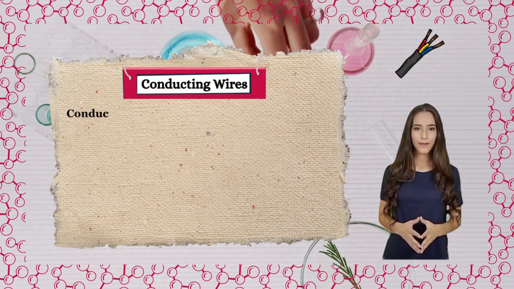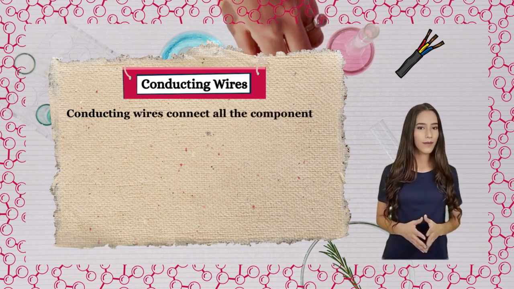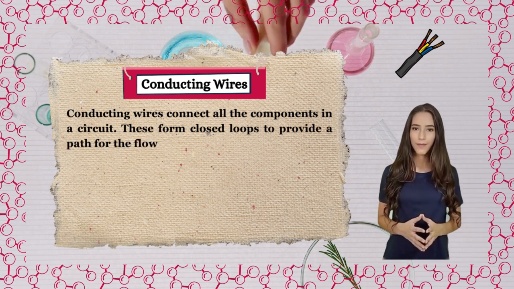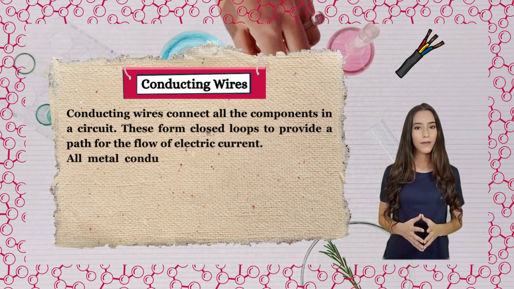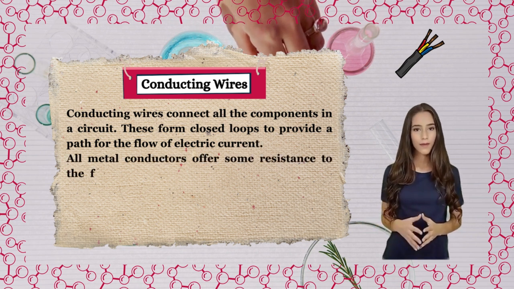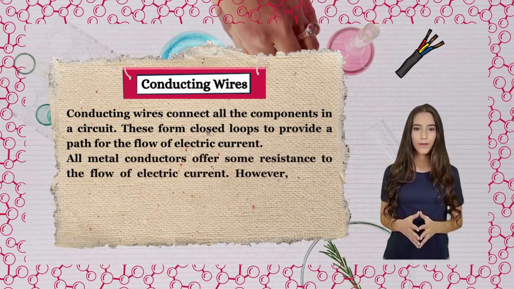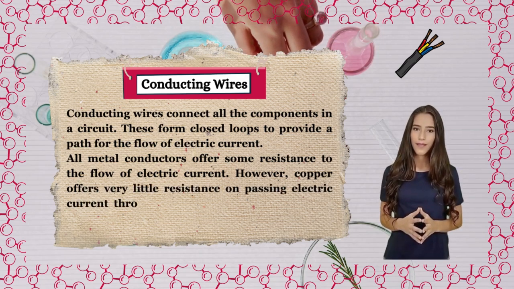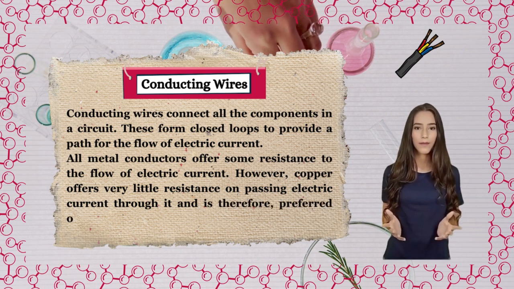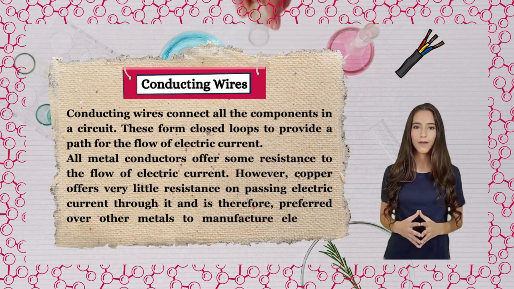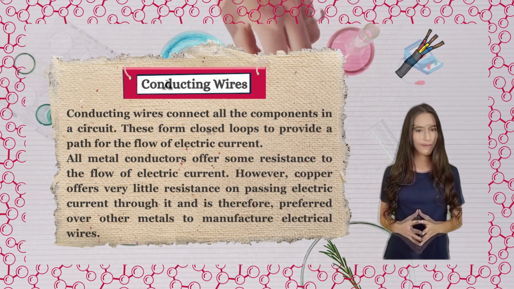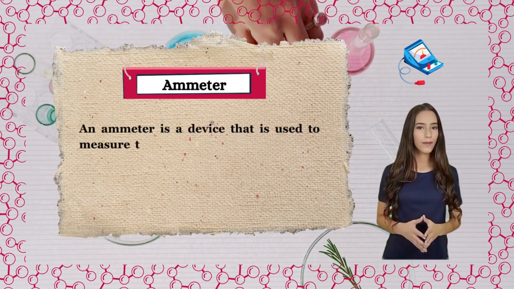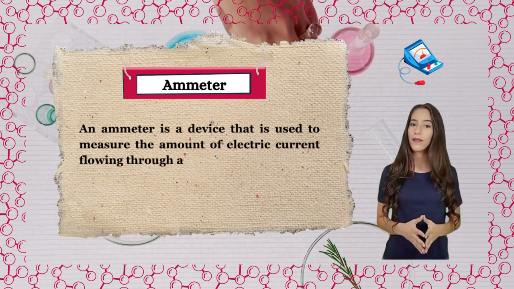Conducting wires. Conducting wires connect all the components in a circuit. These form closed loops to provide a path for the flow of electric current. All metal conductors offer some resistance to the flow of electric current. However, copper offers very little resistance on passing electric current through it and is therefore preferred over other metals to manufacture electrical wires. Ammeter. An ammeter is a device that is used to measure the amount of electric current flowing through a circuit.